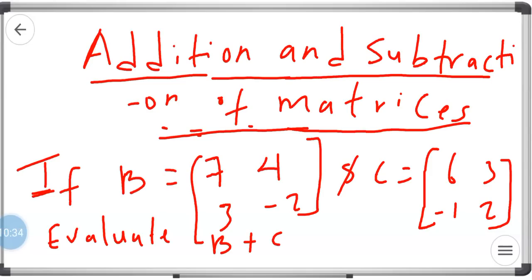Don't forget that we are told that B is 7 and 4. Here we have 7 and 4 there. And as well for C, we have 6, 3, minus 1 and 2. Now we are told to evaluate B plus C. So quickly, let's solve this question.